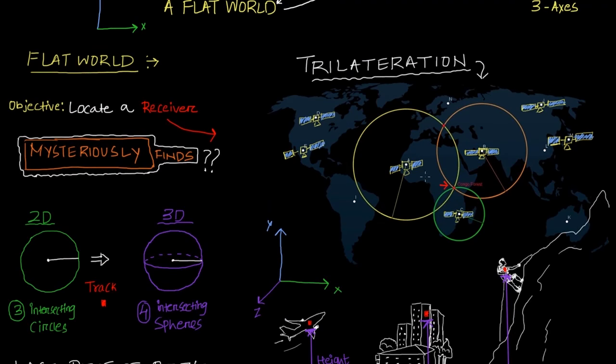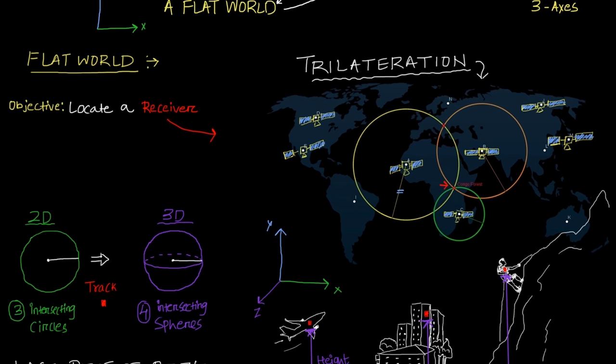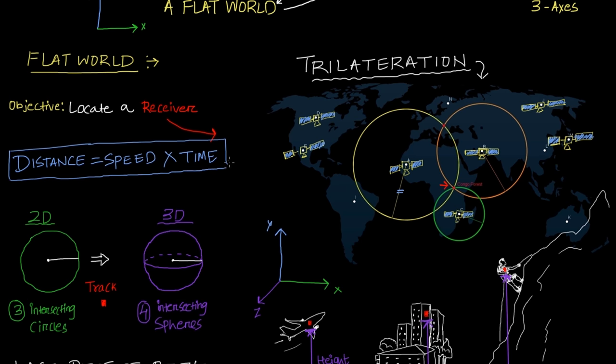That would be the same distance from station A, this distance, in case of a 2D scenario. So the mystery is solved with a very simple formula. Distance equals speed times time.